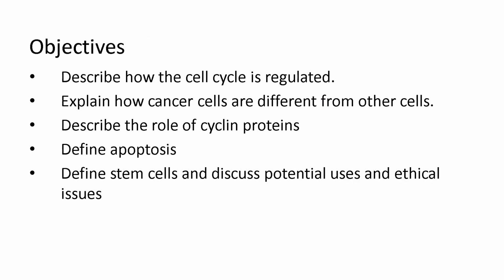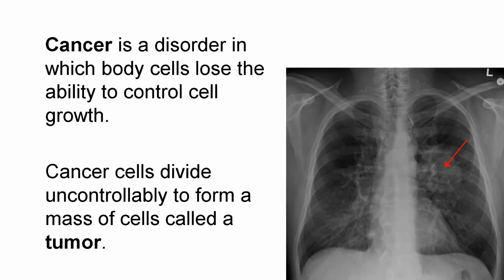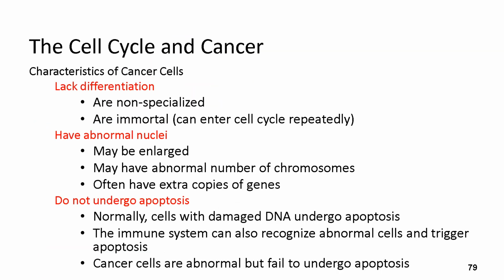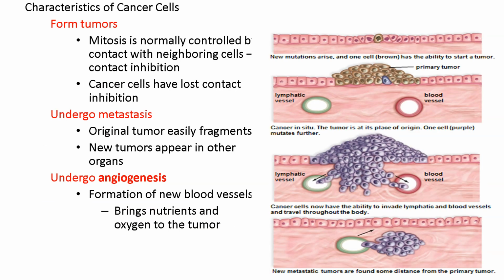And then finally, the last part, cancer. How is cancer different? Well, cancer is a disorder when a body loses its ability to control the cell cycle, okay? So this is how cancer cells are different. Number 1, they're not specialized. Sometimes they're even immortal. They have abnormal nuclei, maybe enlarged, maybe abnormal number of chromosomes. They escape undergoing apoptosis. They should die. They don't. Form tumors, of course, most cells stop growing when they touch each other.